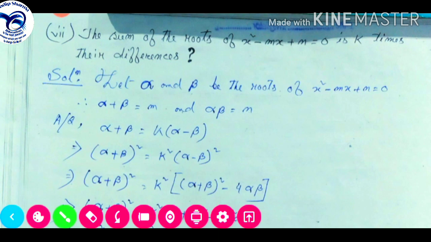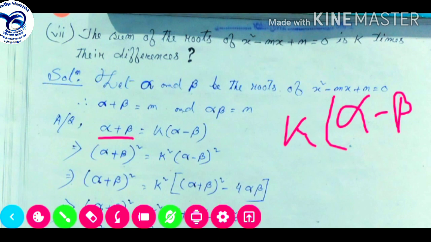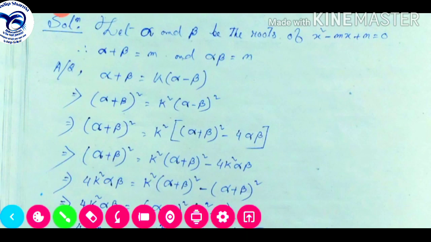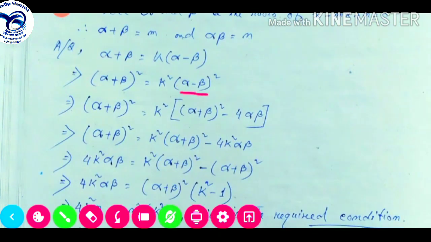Now according to the question, the sum of the roots, that means alpha plus beta, is equal to k times their difference, that means alpha minus beta, this roots difference, it will be k times, so k into alpha minus beta. Now squaring both sides, it will be alpha plus beta whole square is equal to k square into alpha minus beta whole square. So according to our formula, we know a minus b whole square formula is a plus b whole square minus 4ab. So here a and b are alpha and beta, so it will be alpha plus beta whole square minus 4 alpha beta.